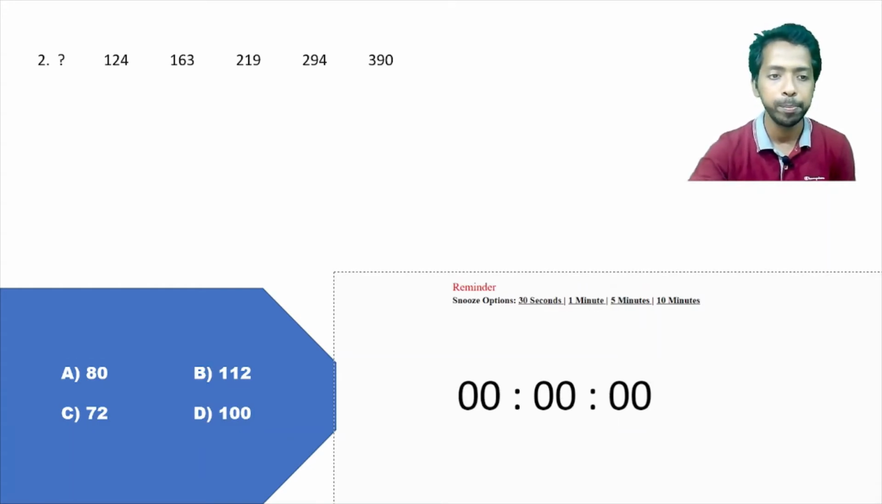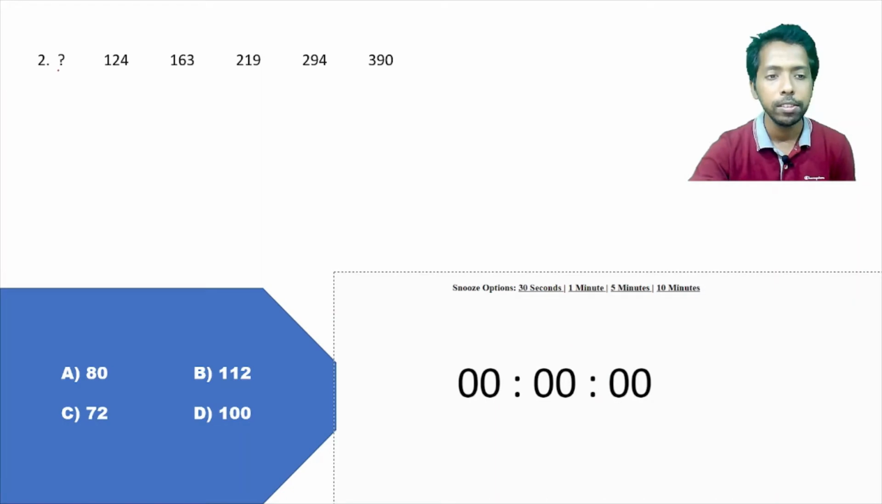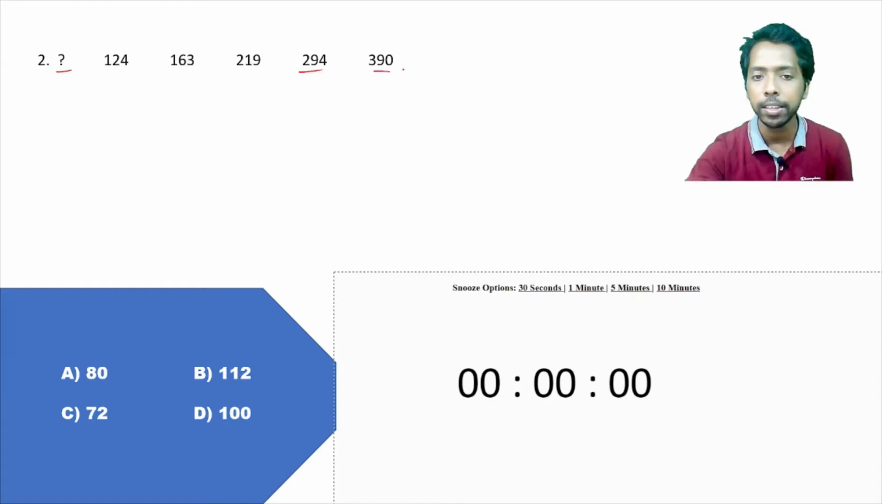So time's up. At first, the question mark is there: 124, 163, 291, 294, 390. Now see 294, 390. If it is 290 and 390 then the difference is 100, but 4 more in the lesser number, so the difference should be lessened by 4. So 100 minus 4, that is 96.